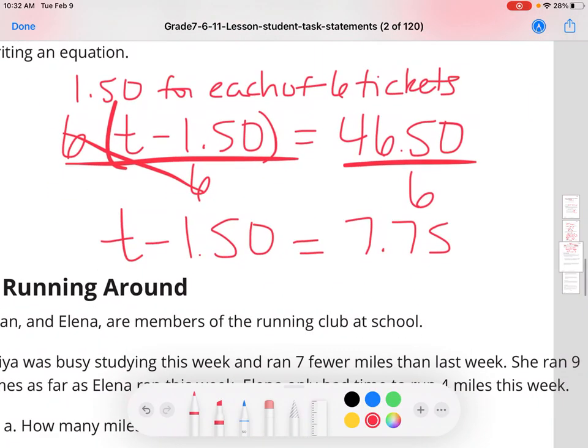So I want to know the price before the coupon. So I just want to solve for T by using inverse operations. So I have $1.50, so I want to add $1.50 to each side, because they had a discount of $1.50, and this is after the discount. So I need to know what it was originally. So I need to add the price of that coupon back to the price. So $7.75 plus $1.50 tells me that each ticket is originally $9.25.